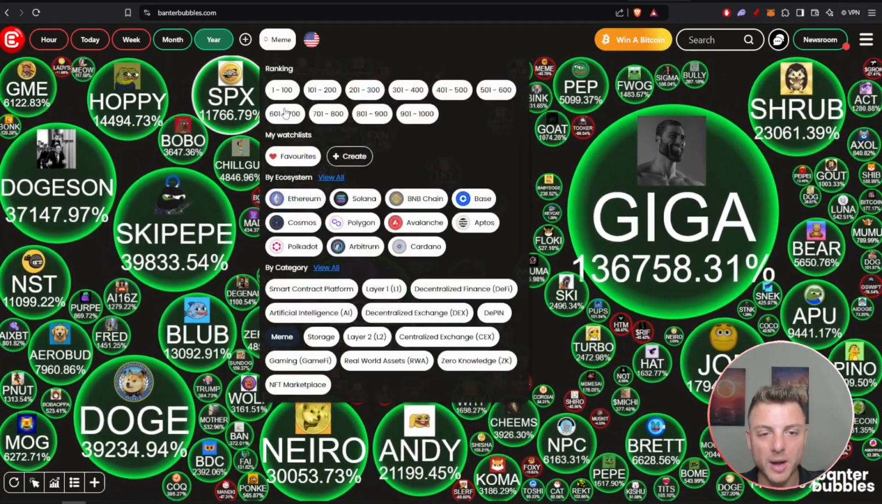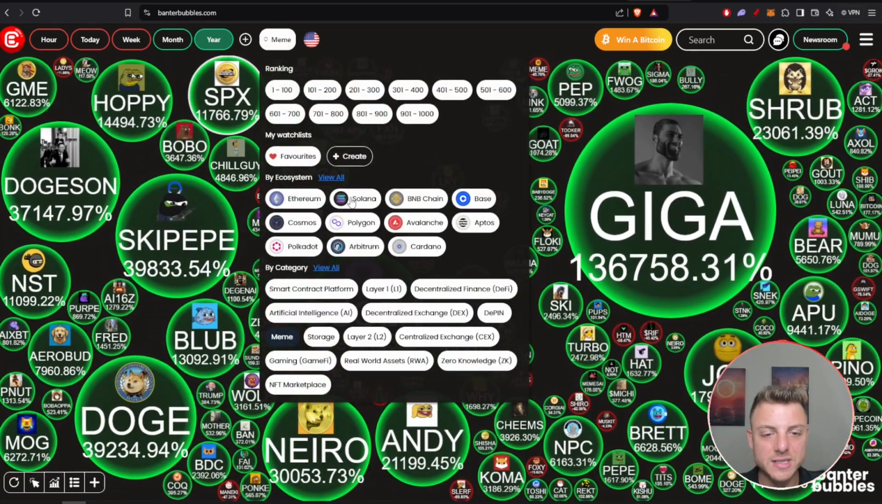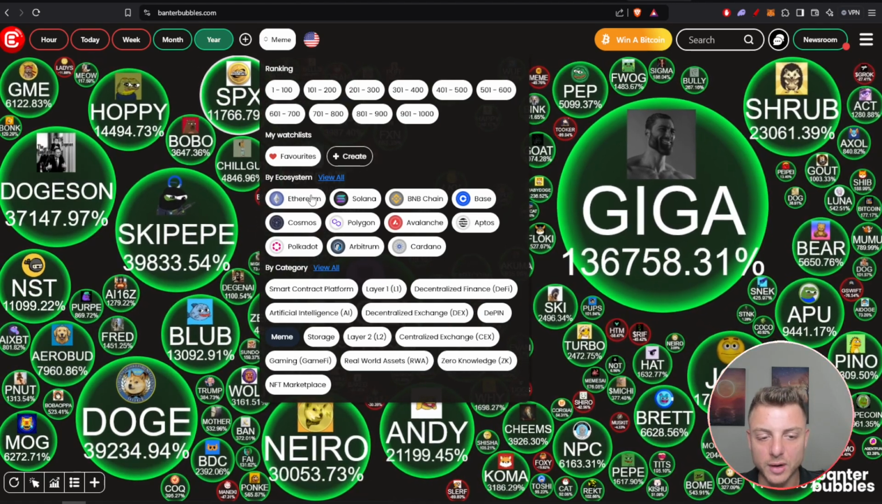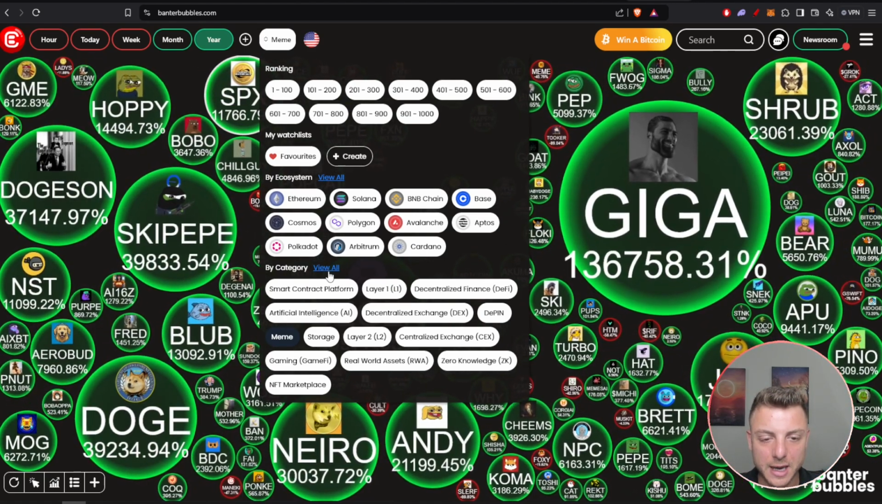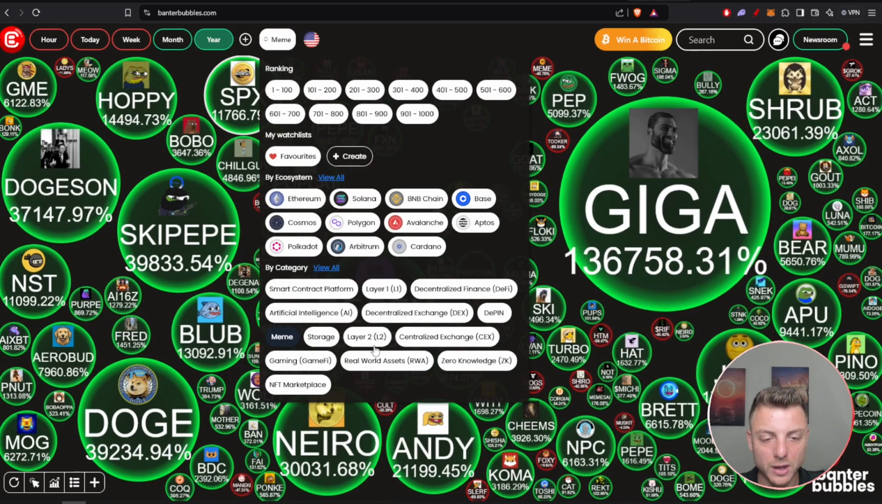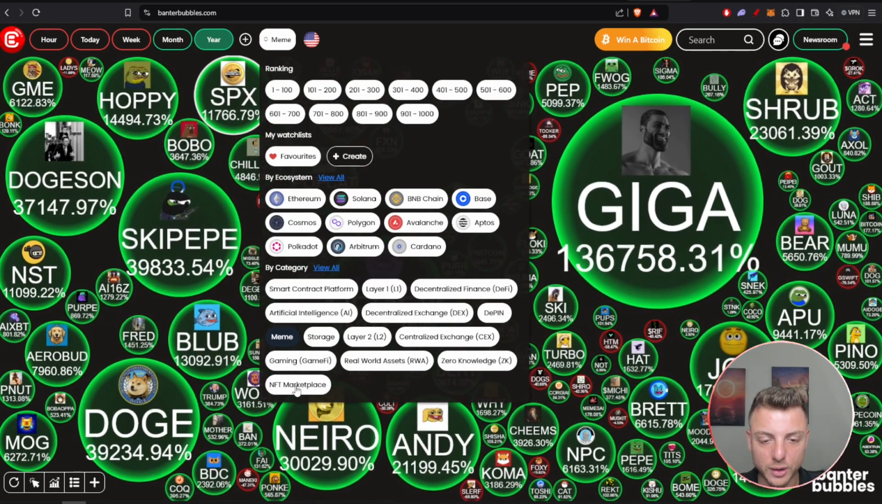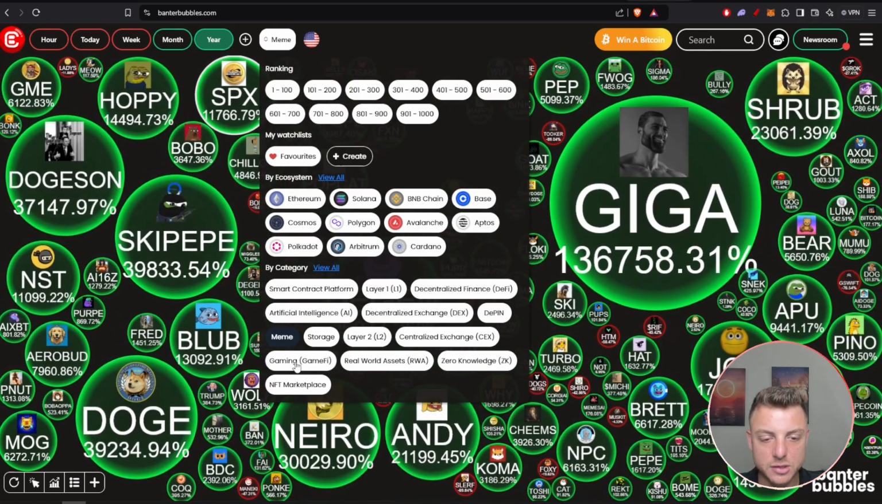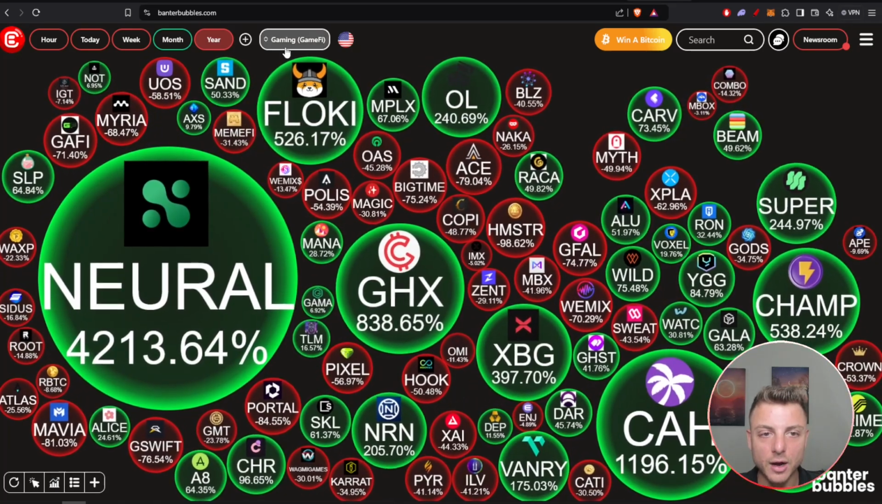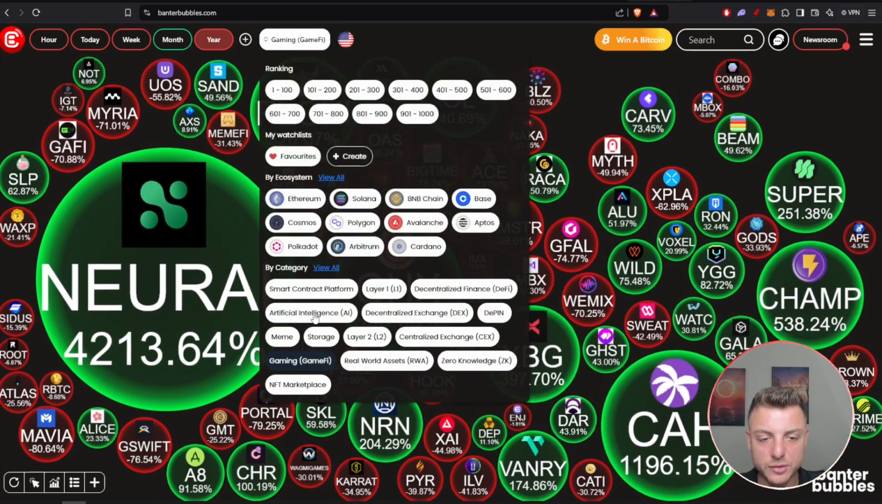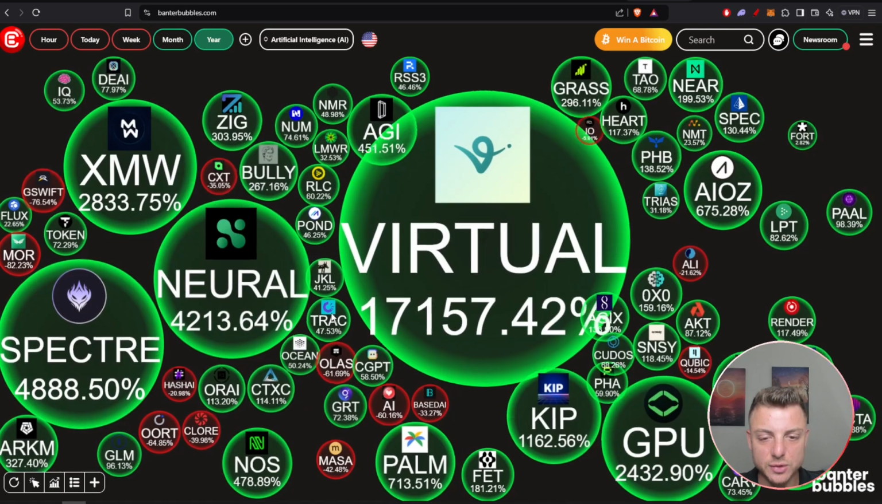We can also go by the specific category or ecosystem. So I can go by Solana or Ethereum, or even go by different categories. So memes, or I like to look at gaming as well. I like to look at NFT marketplace. So we could look at gaming, or even AI. There was AI there as well. So artificial intelligence is always a good one to look at.